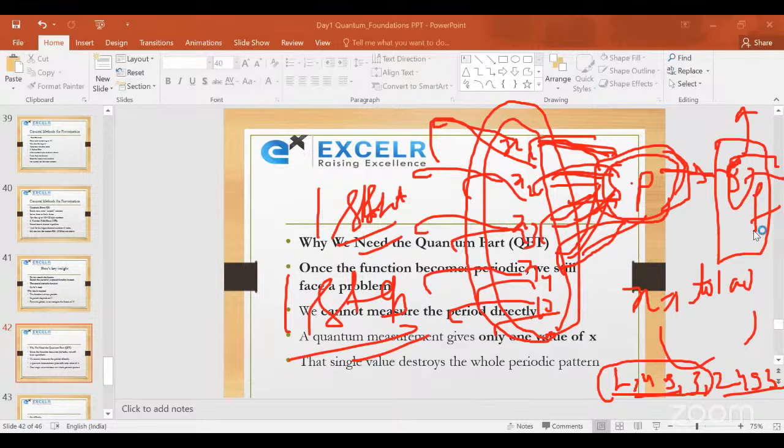Now come to this problem. We are finding the period R. When we are able to find the period R, everything is done. I will tell you the next step later.